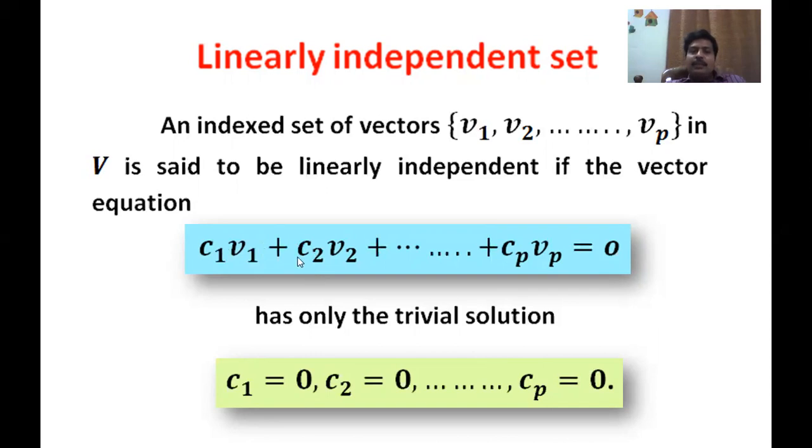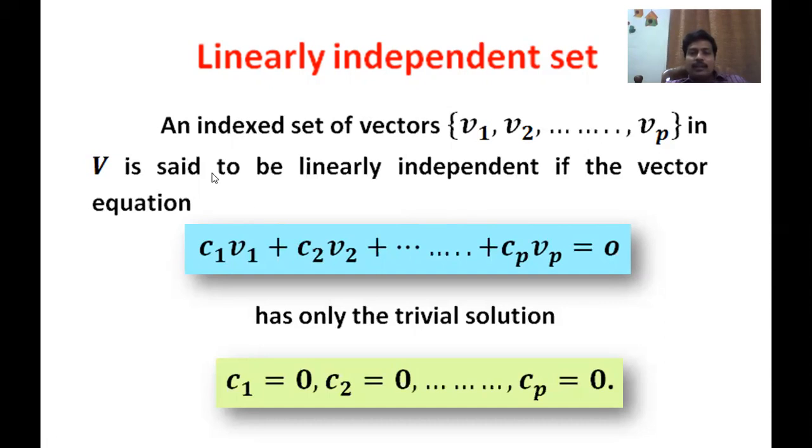Whenever c1 v1 plus c2 v2 plus so on plus cp vp is equal to O, and c1, c2, and so on cp must be equal to 0, then we can say that the set of vectors, the indexed set, that means we are numbering them so that the order is preserved, is called a linearly independent set. So for a linearly independent set, there will be no solution other than the zero solution.